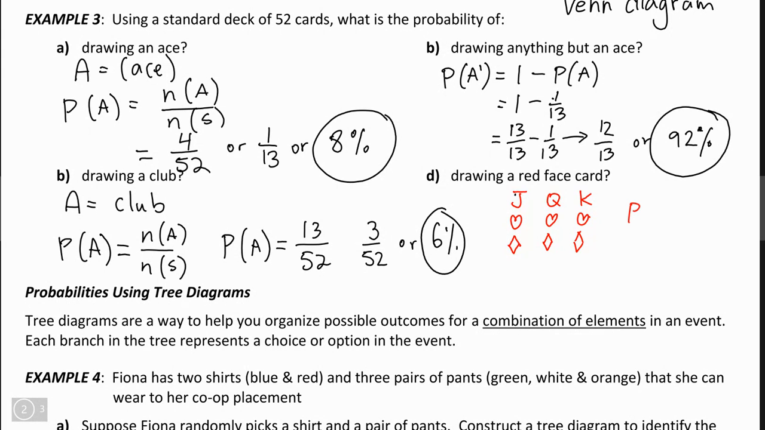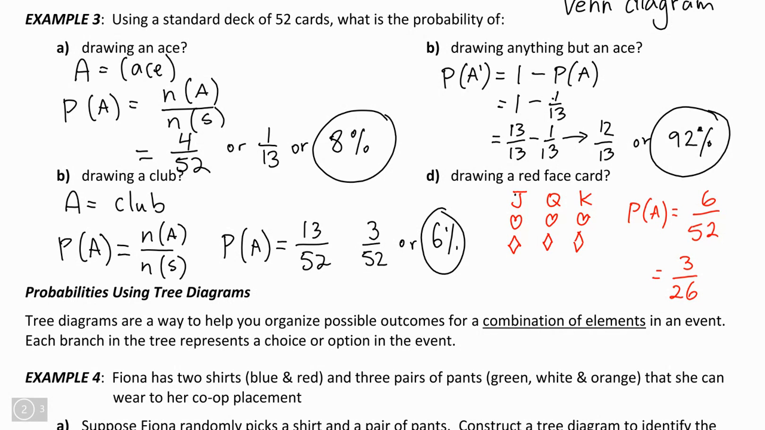So the probability of my event of getting a red face card is going to be 6 out of a deck of 52. Okay, and then if you reduce that in lowest terms, that's 3 out of 26. And if I take a calculator, I can calculate the probability as a percentage. And so 3 divided by 26 is 0.11 or 11%. So 11% chance.